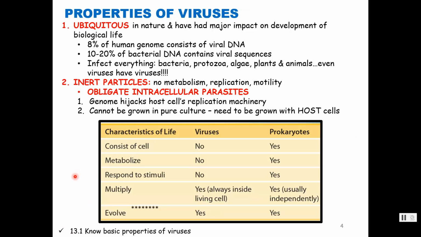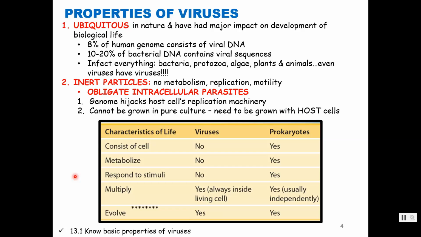First we're going to talk about viruses, and I'm going to first talk about animal viruses because they're of more interest to us. But first, properties of viruses. Number one is that they are ubiquitous, which means they are everywhere. They're in nature. They've had a major impact on the development of biological life. Actually, 8% of our human genome, so of our DNA, consists of viral DNA. 10 to 20% of bacterial genomes contain viral sequences, and we'll talk about how that occurs.